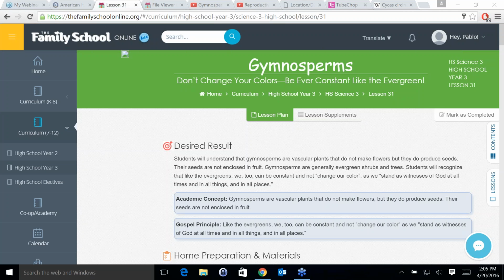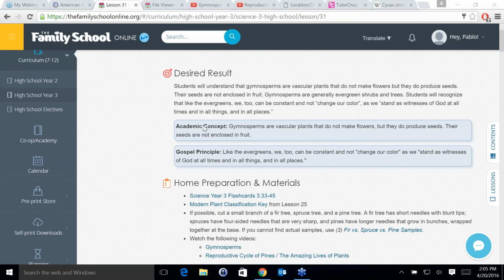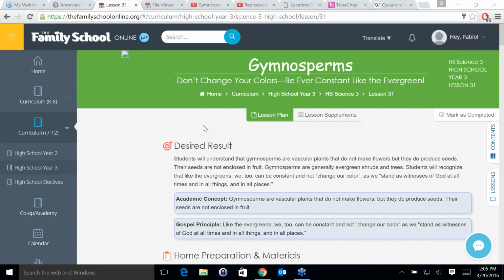And today we are going to talk about gymnosperms. So these are all the pine trees, conifers and a few others, but they are mainly all the pine and the conifer trees. So this is a very, very important group of the family. All right. So let's see.